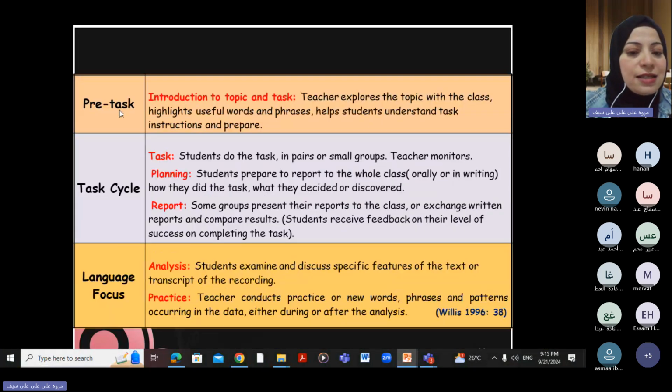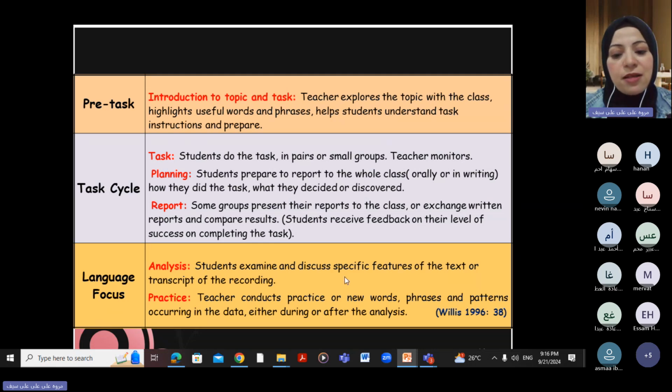Here, the pre-task is the introduction to topic and task, as we have mentioned before. I'm not going to repeat that. And then we have the task cycle divided into three parts. The task, students do it in pairs or groups, and the teacher monitors. Then the planning, they prepare to report to the whole class. The production, then the report they present to class, and they receive feedback on their level of success in completing the task. The language focus, we have the analysis and the practice.